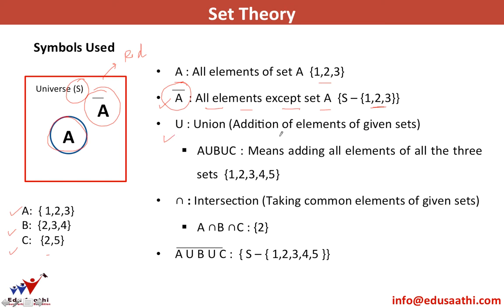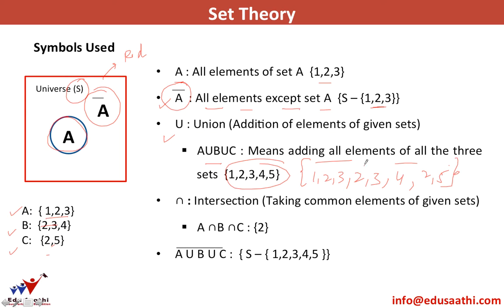What is U? U means addition of the given set. So A union B union C would mean adding all the elements of the three sets. So I have 1, 2, 3. 2, 3 are here also. We will not write the elements again. So I have 1, 2, 3, 4 and 5. This is the union. Mind you, you will not write the union as 1, 2, 3, then again 2, 3 because they exist in set B also, and then 2 and 5.